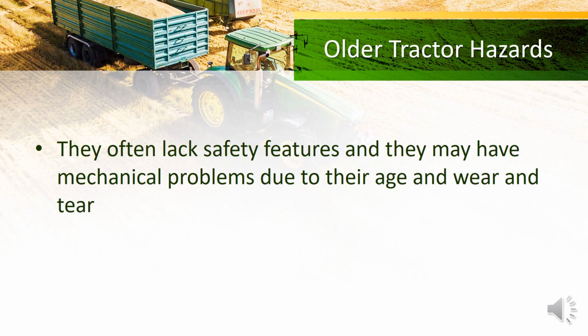Now, older tractor hazards. Older tractors can lack the safety features of newer tractors, and they may also have more mechanical problems due to their age and wear and tear. Many farms still have 30 to 40-year-old tractors that are running. A lot of them do not have rollover protection devices. They don't have seat belts. Their seats don't have sides for the arms and back. The seat doesn't always adjust well. A lot of them have an absence of a safety start system, and the brakes may not work properly.